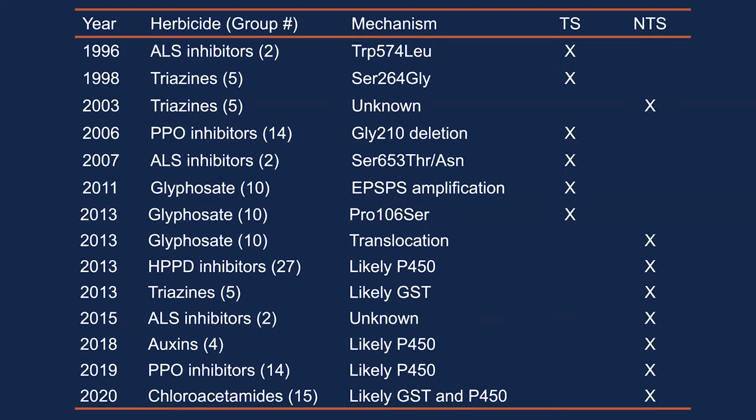But what I want you to focus in on is the far right. I've indicated these resistance mechanisms by whether they're a target site mechanism or a non-target site mechanism. And you can see a clear trend, right? Prior to 2013, essentially all the resistance in waterhemp was due to a target site change. This is a relatively easy, predictable, relatively easy to manage type of resistance. However, this has really shifted since about 2013, where all the new herbicide resistance mechanisms that have been identified in waterhemp are these non-target site mechanisms, these harder to predict, harder to manage resistance mechanisms.